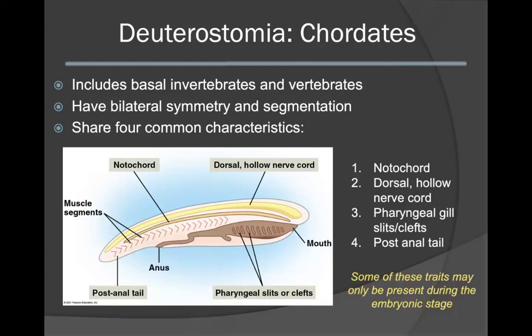Chordates in general share four common characteristics: the presence of a notochord, a dorsal hollow nerve cord, pharyngeal gill slits or clefts, as well as a postanal tail. However, it's important to note that some of these traits may only be present during the embryonic stage, leading to a great diversity in adult morphology.